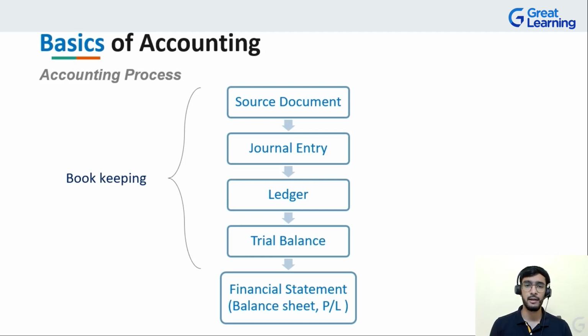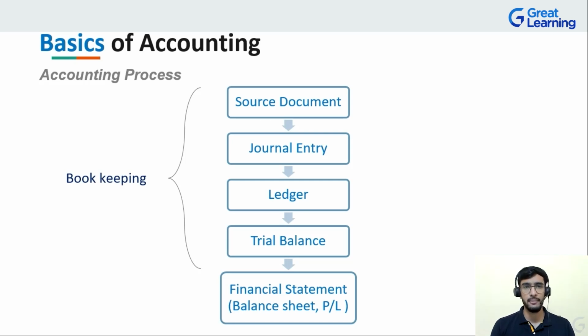Now let's first take up the source document. To record any financial transaction, you need to have evidence of that transaction. Evidence can be a bill, a voucher, or an invoice, or any evidence pertaining to a financial transaction. Any evidence pertaining to a financial transaction is known as the source document.